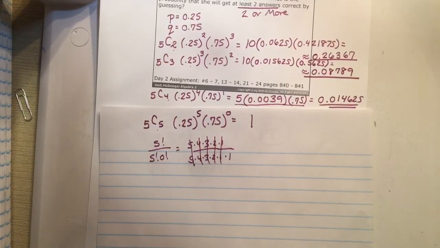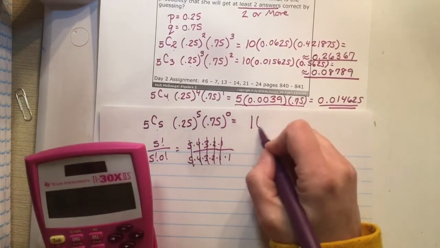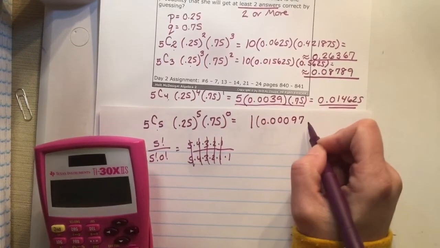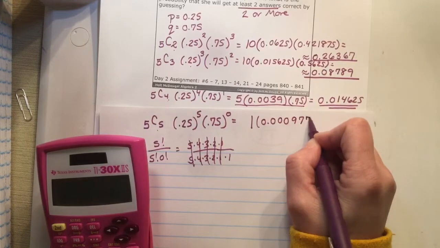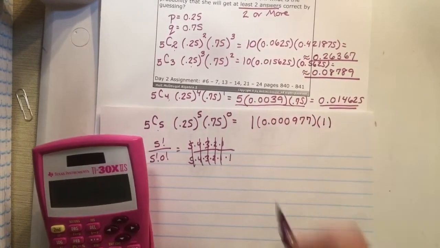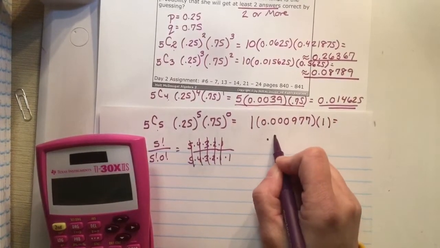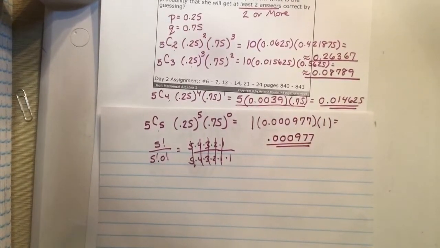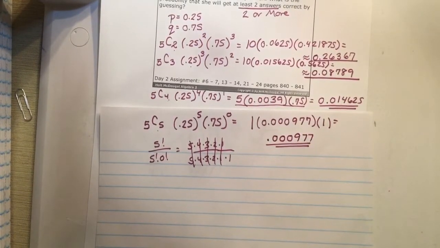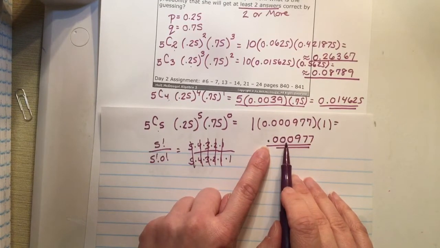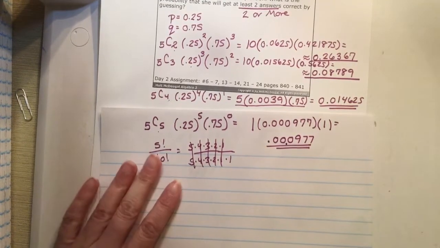0.25 to the power of 5. Holy smokes. 0.0009765, so I'm going to go 977. 0.75 to the power 0. Anything to the power of 0 is 1. So when you multiply them, it's 0.000977. That is your chance if you are taking a multiple choice quiz with 5 questions and you're totally guessing out of the 4 answers that you're going to get them all right. Boom, boom. Remember, you'd have to move that decimal. Not even 0.1% chance. Kind of crazy.